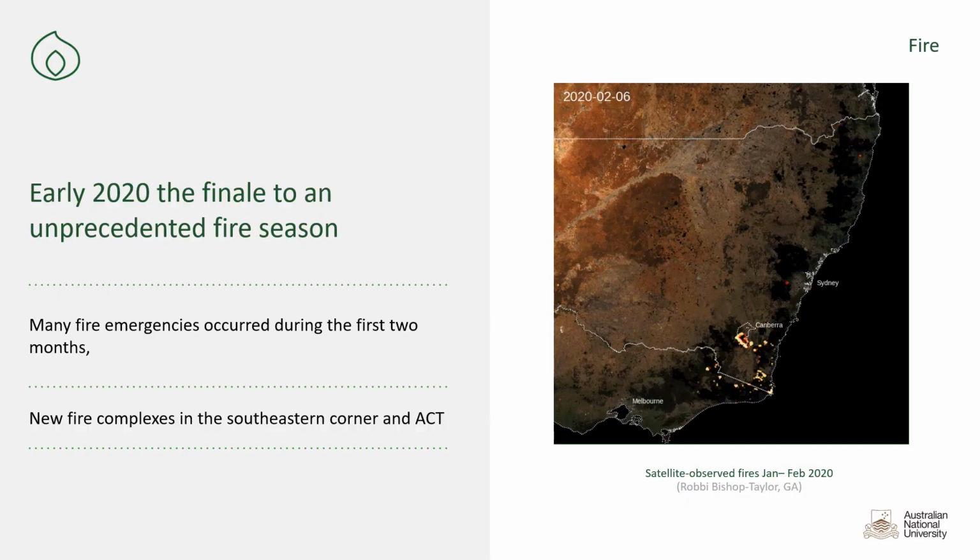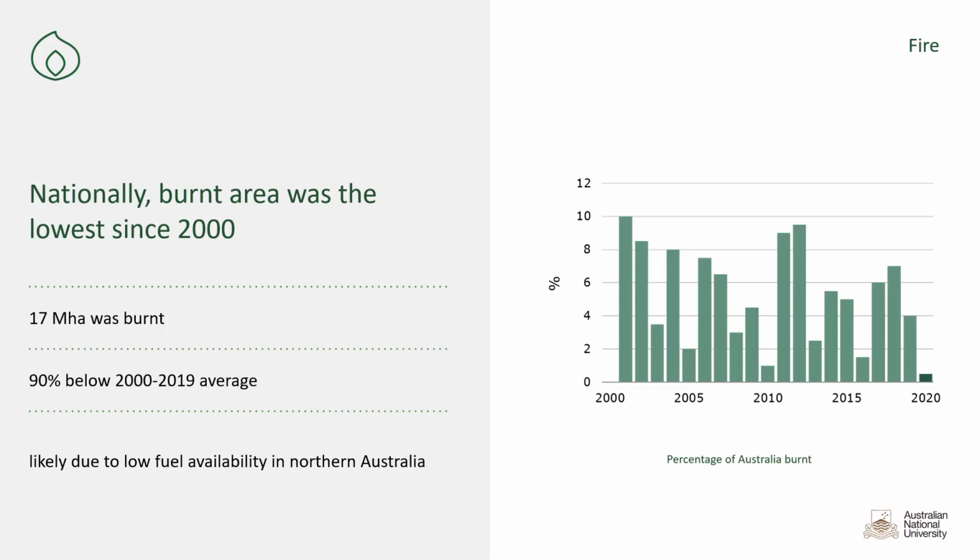Early 2020 was the end of an unprecedented fire season. Bushfires continued in early 2020 with fire activity in southeast Australia and new fires in the southern New South Wales, eastern Victoria and the ACT in January and February. Nationally, the 17 million hectares burned in 2020 was unusually low and 90% below the 20 years average, which could be attributed to low fuel availability and prolonged dry conditions, as we will see later.